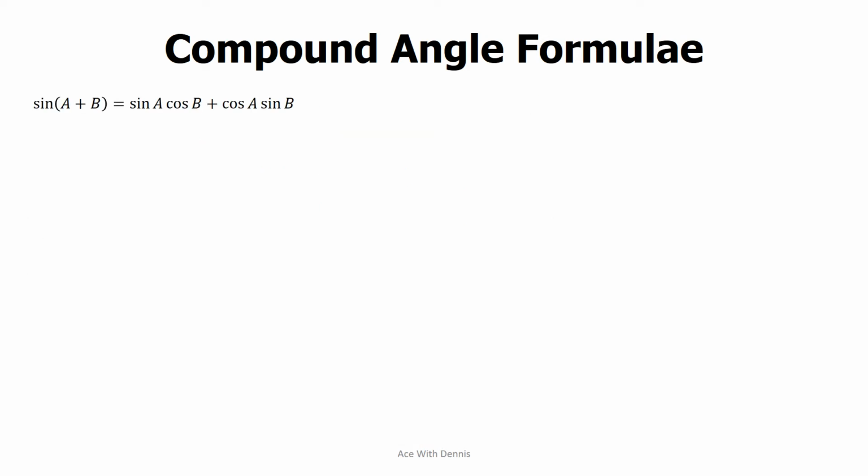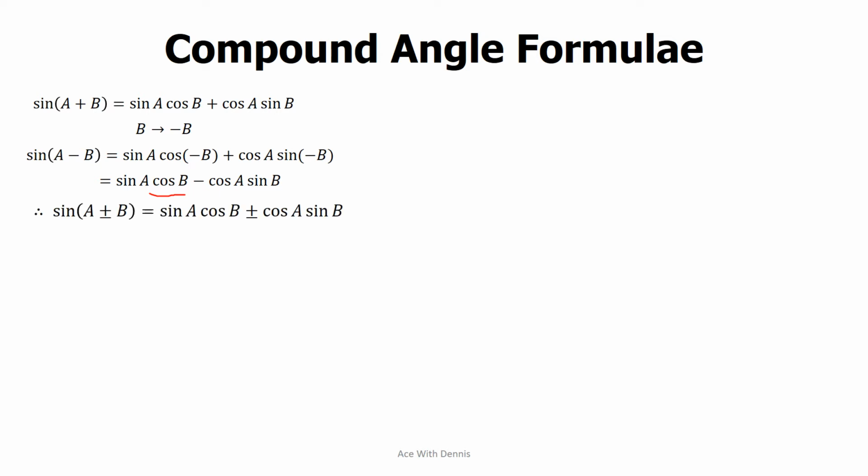Now let's recap. Sine A plus B equals sine A cosine B plus cosine A sine B. Now if we change the angle B to a negative angle, which is negative B, we update the formula. It will become sine A minus B equals sine A cosine negative B plus cosine A sine negative B. Still remember, when it is a negative angle, cosine negative B is still cosine B. Sine negative B will be negative sine B. So therefore, it will become sine A cosine B minus cosine A sine B.